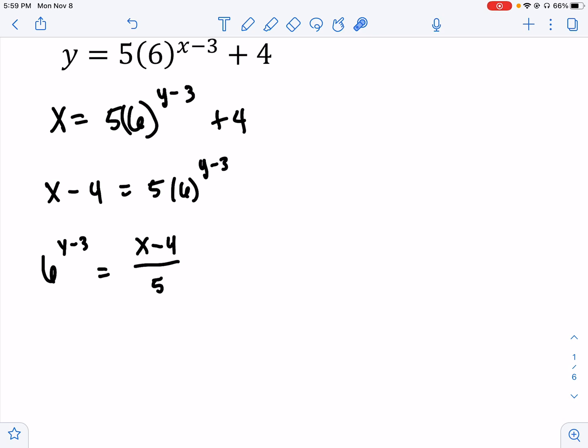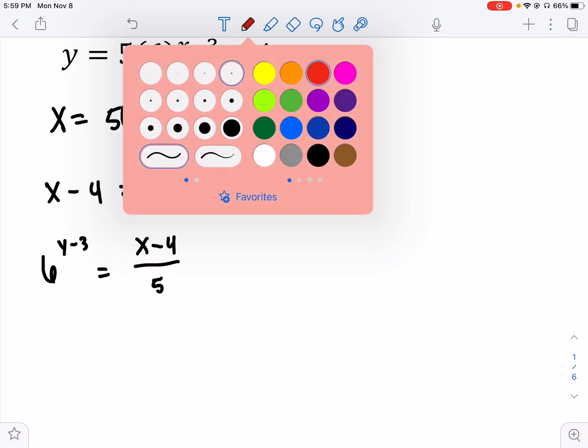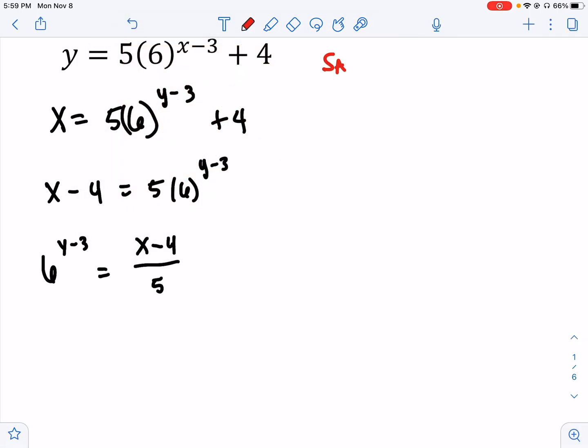So at this point, we've done the SAD part. Of SAD, we've moved the 4 over using addition and subtraction. Then we did the MD part, moving the 5 over using multiplication and division. And if we keep following that backwards order of operations, so we did the SAD, we did the MD, we're ready to get to the exponent stage. And so here we see that the variable we want is in the exponent.